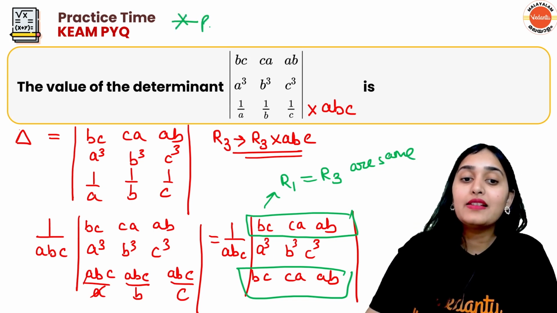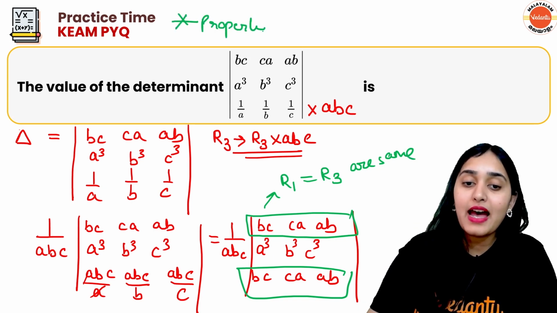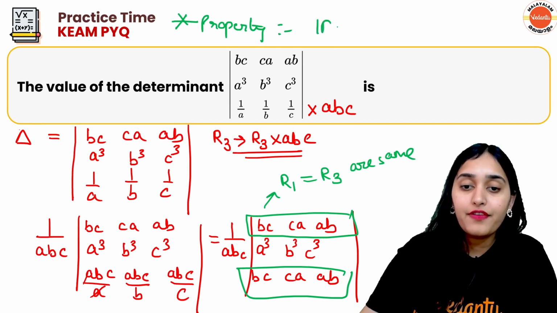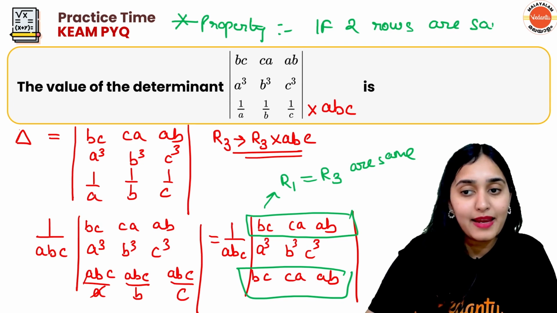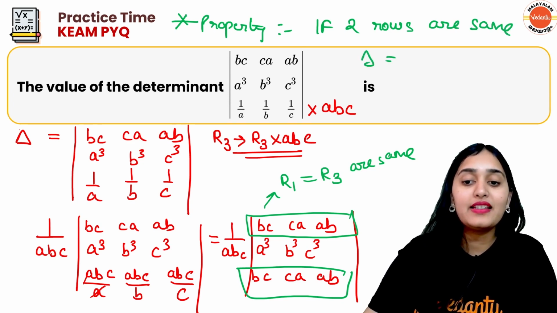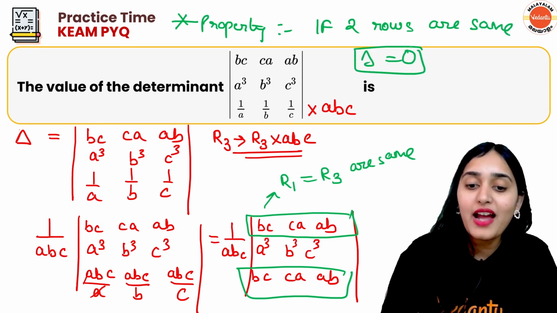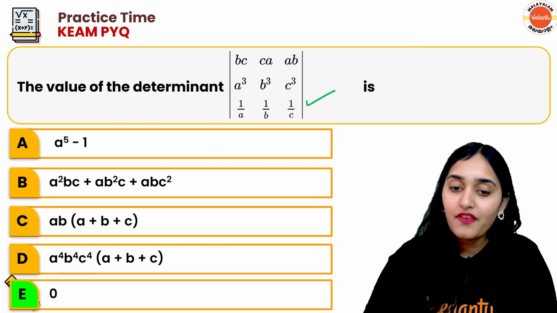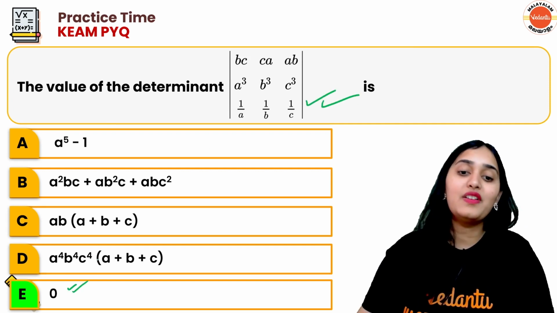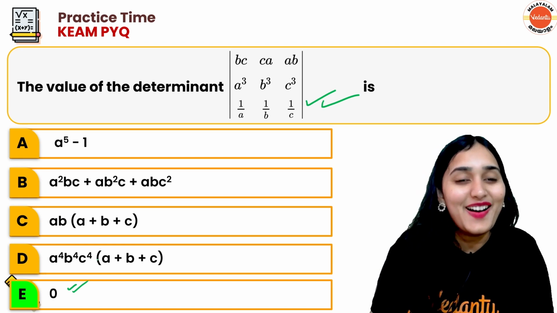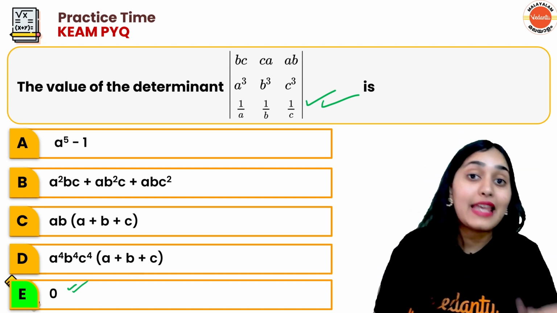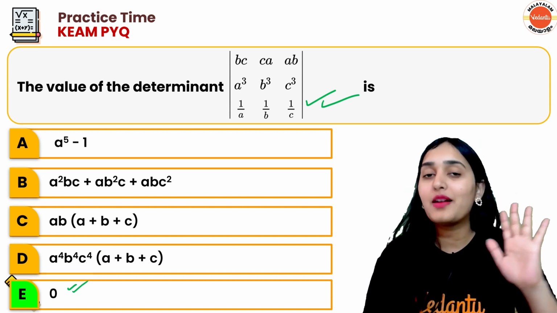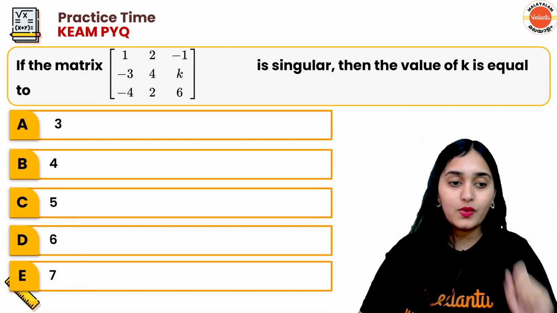Remember, there is a property which says that if two rows are same, then determinant is equal to zero. So, what is your answer? Determinant of this matrix is zero. We don't even need to calculate it. All right. So, just try to make any row or any column same, then you can directly say that determinant is zero. Okay. Next question.